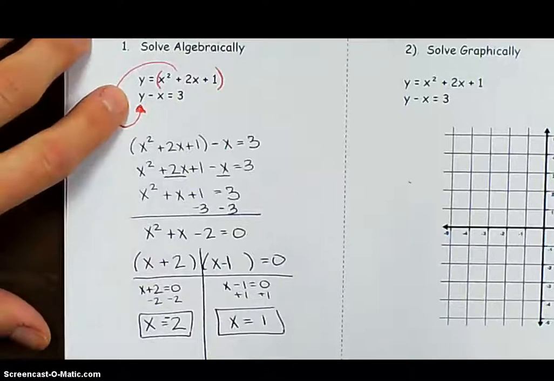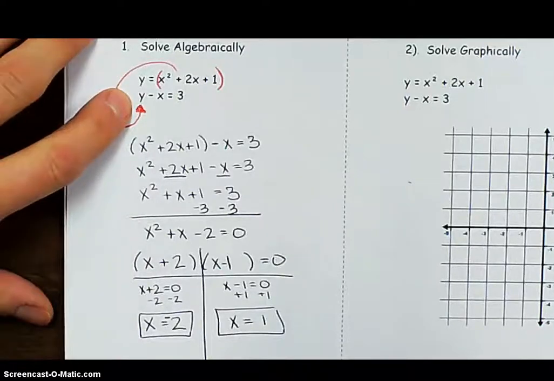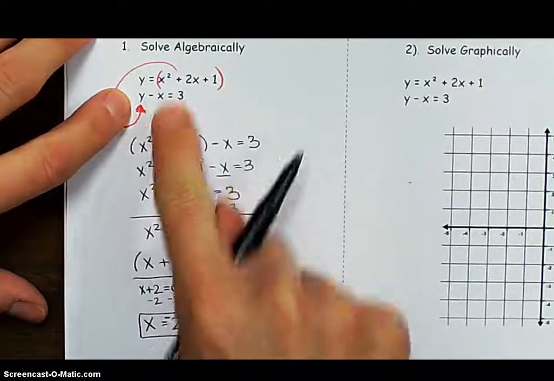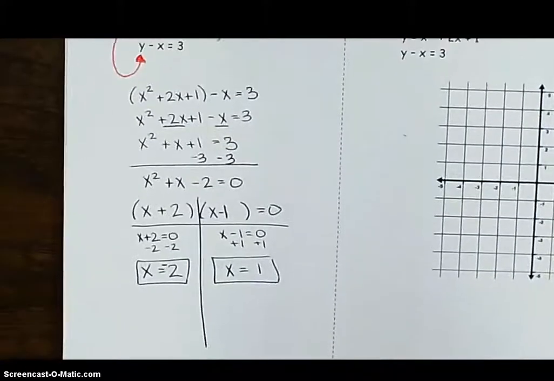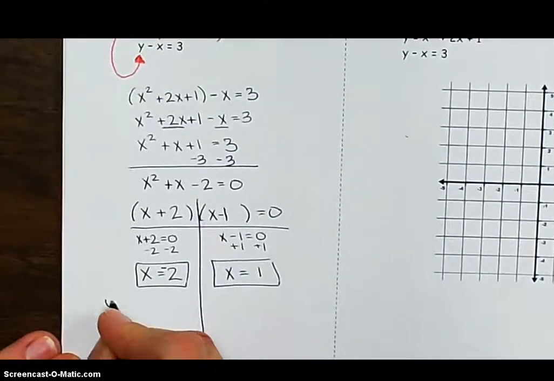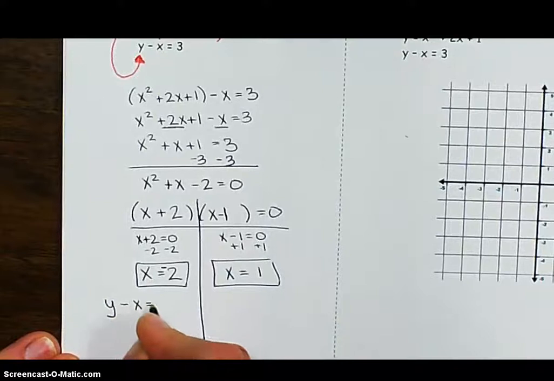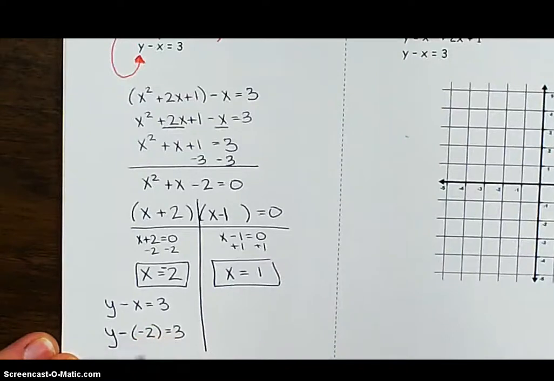I'm going to use the second equation. I like to use the linear equation because it's a little bit easier than having to square some of our terms. So my second equation is y minus x equals 3. I'm going to take the negative 2 and plug it in. So y minus negative 2 equals 3. A negative negative becomes a positive.